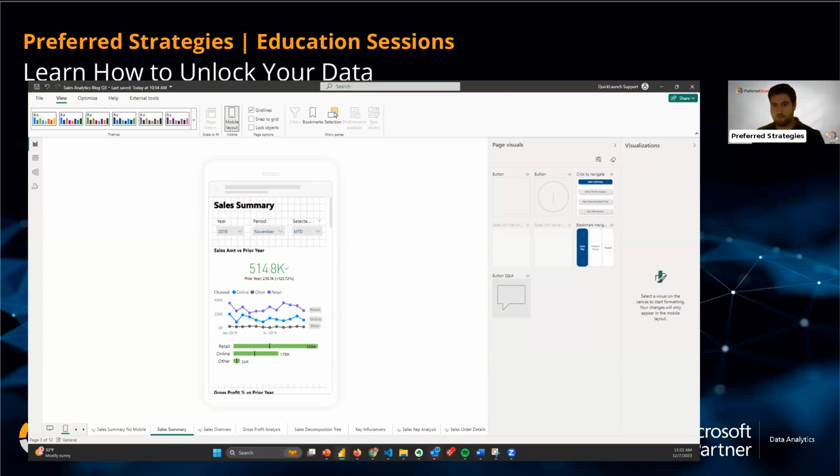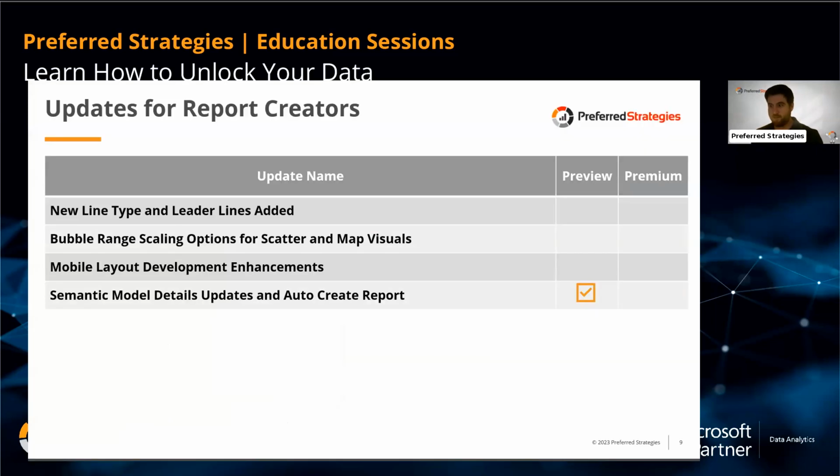Alrighty, so the last one I have here, which I'm excited about, is some updates to the semantic model details page in the Power BI service, and the ability to explore data within that semantic model in new ways. And one of those ways is to have Power BI automatically create a report for you. This has been around for a while, but it's really taken a big leap forward with the new AI components of the Fabric updates.